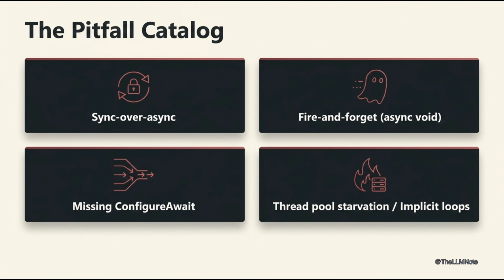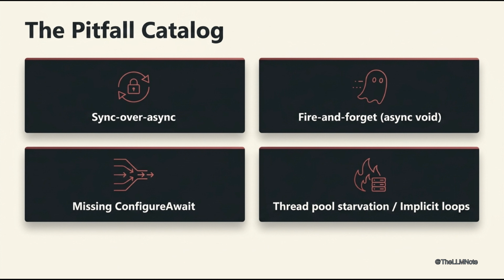And this is where things get complex. The pitfall catalog. Sync over async: accessing .Result or .Wait on a UI or ASP.NET context causes the classic deadlock. Fire and forget: async void methods lose exceptions, crashing applications without logging. Missing ConfigureAwait: library code that captures context leads to performance bottlenecks and deadlocks.